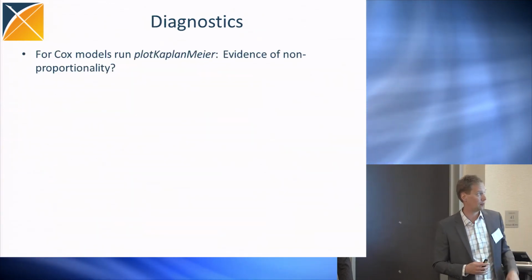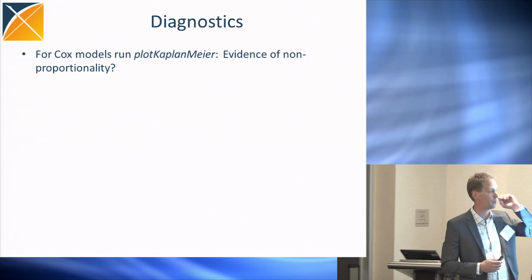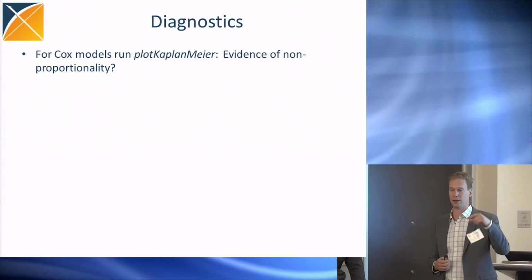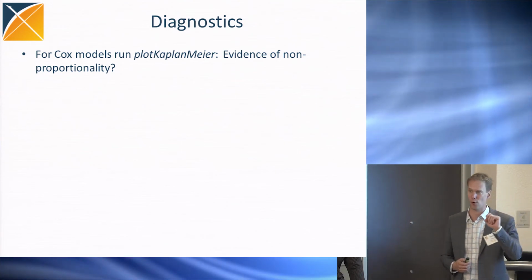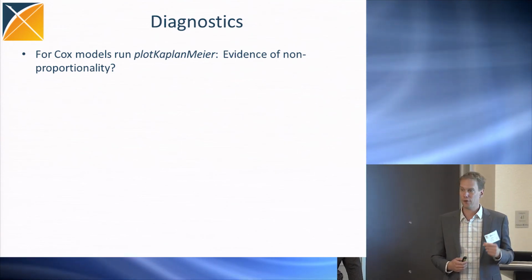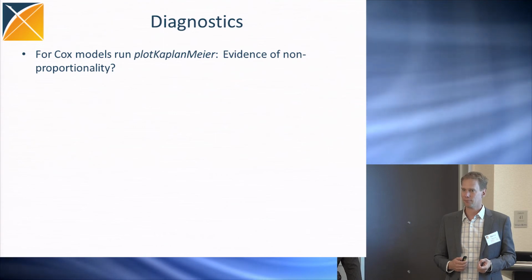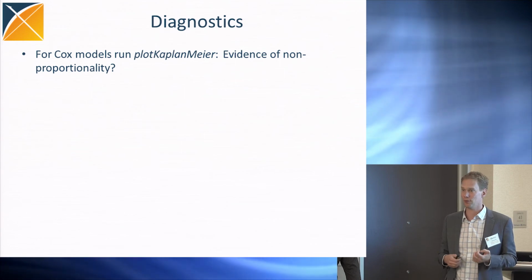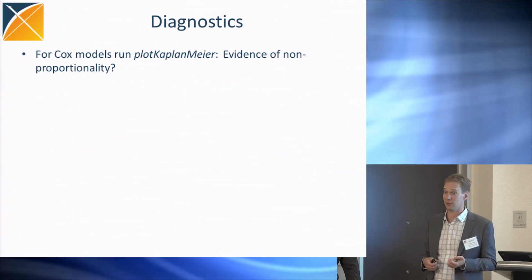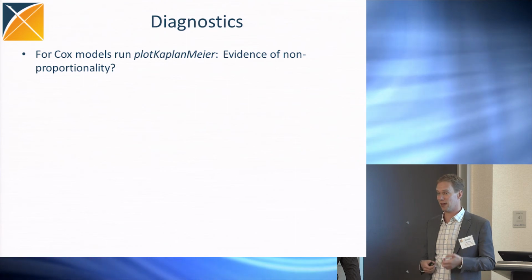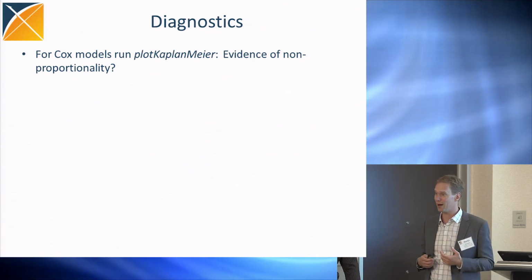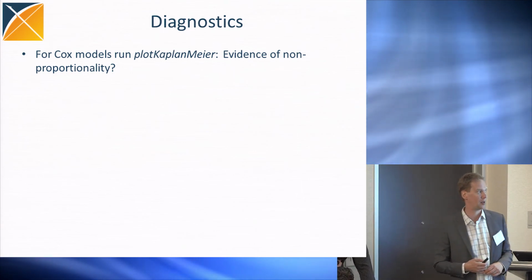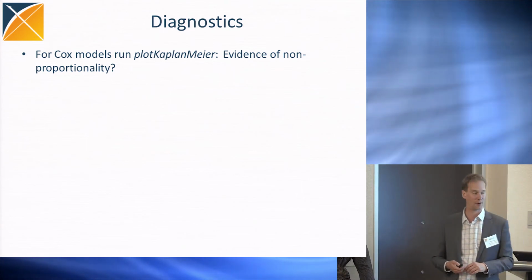So for diagnostics, you could run the plot Kaplan-Meier function. One thing to keep in mind there, and actually the CohortMethod package will throw you a warning: if you have strata in your data, a Kaplan-Meier plot has no way of dealing with strata. So it will show you the Kaplan-Meier plot without any consideration of the strata. That means that if your stratification is somehow removing bias, that adjustment is not visible in the Kaplan-Meier plot. So that's something to definitely keep in the back of your mind.